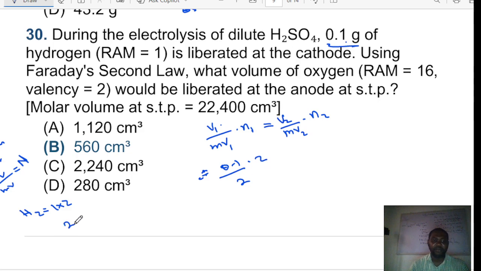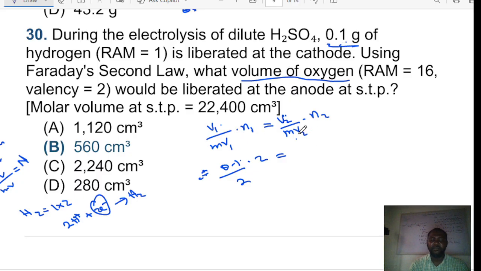Anytime hydrogen is deposited, you are going to have 2H+ plus 2 electrons giving you H2. So you have 2 electrons here. That's why we have 2 here. Then equal to, in the case of oxygen, we are interested in the volume of oxygen, so we are going to use volume over molar volume. Remember, I used mass over molar mass here because I'm given the mass of hydrogen. I didn't use the volume.